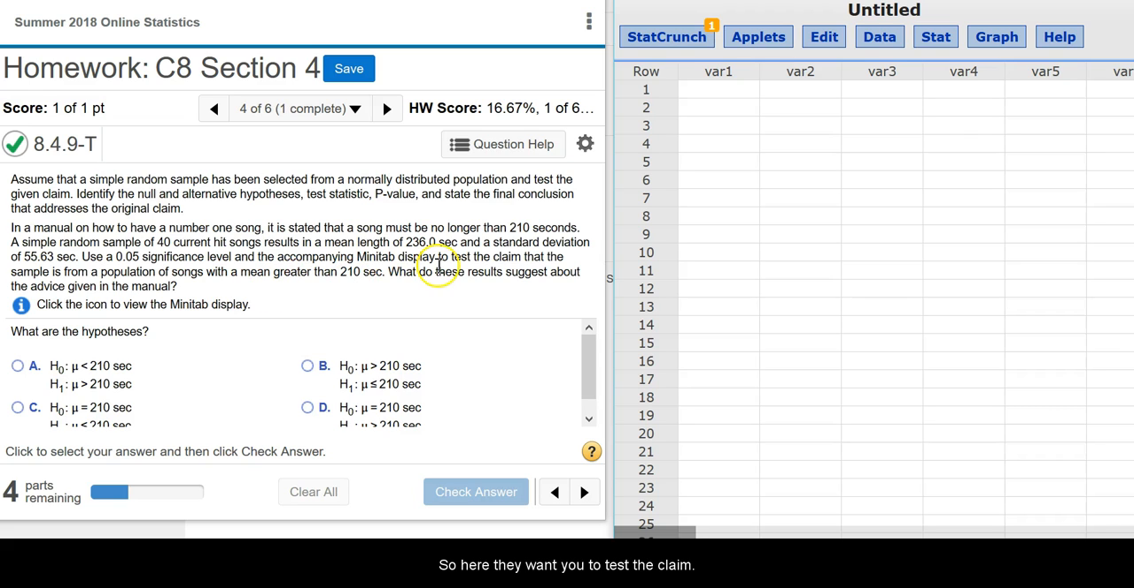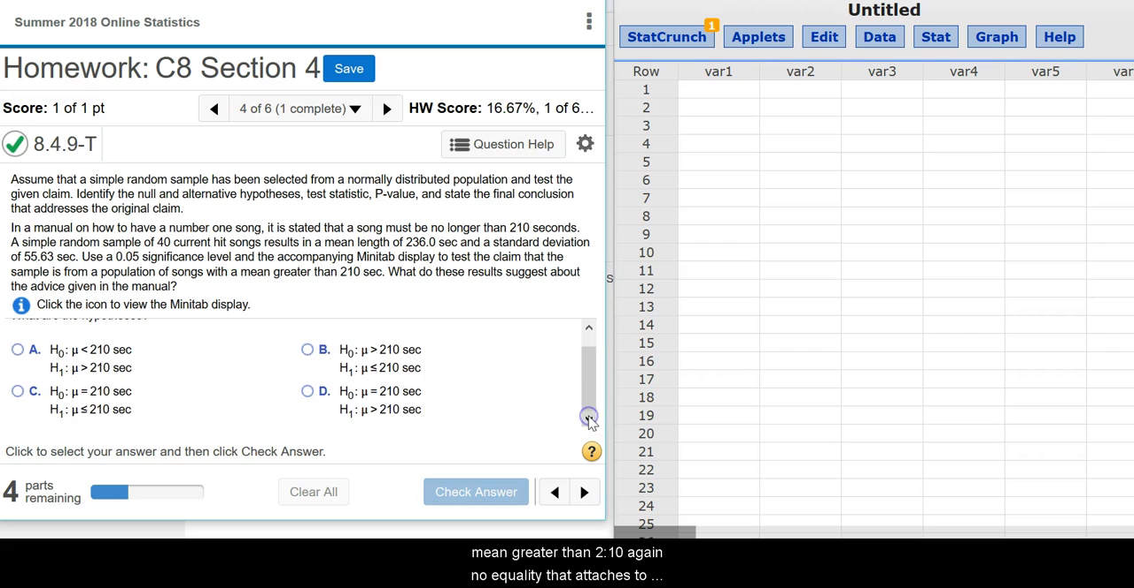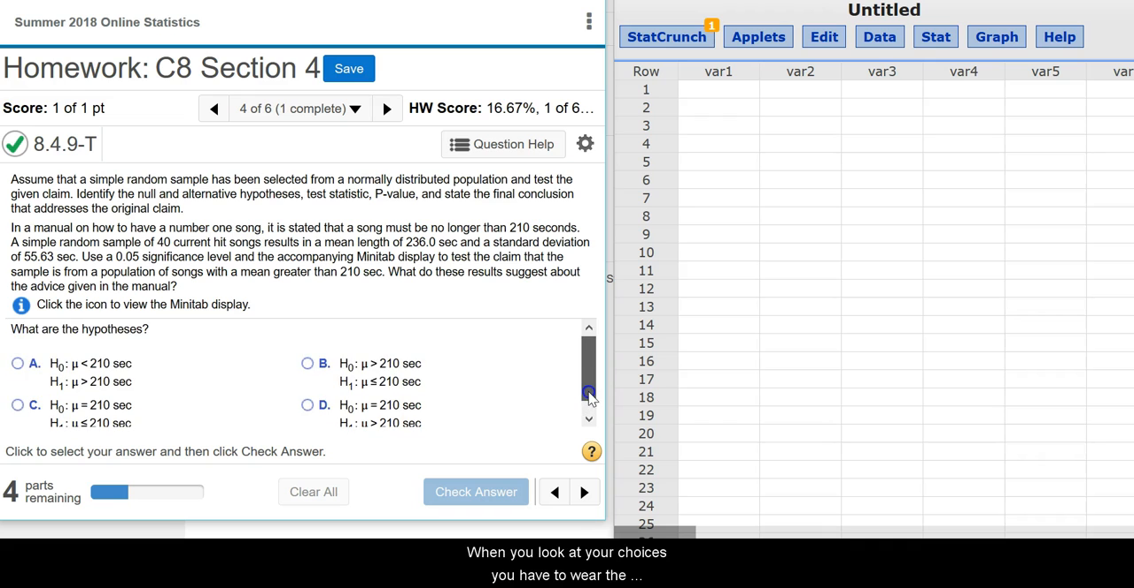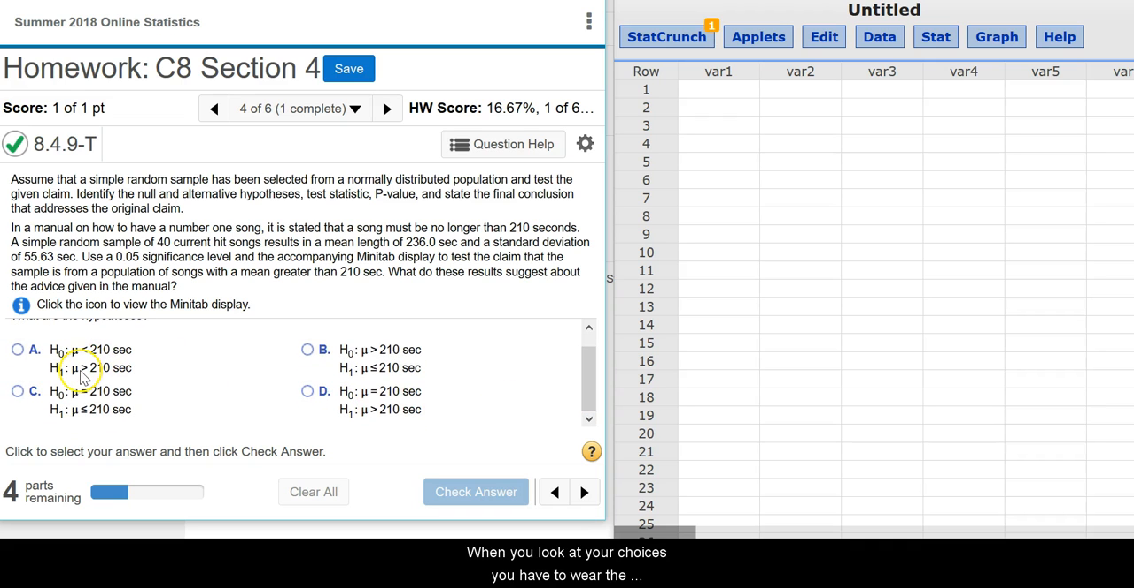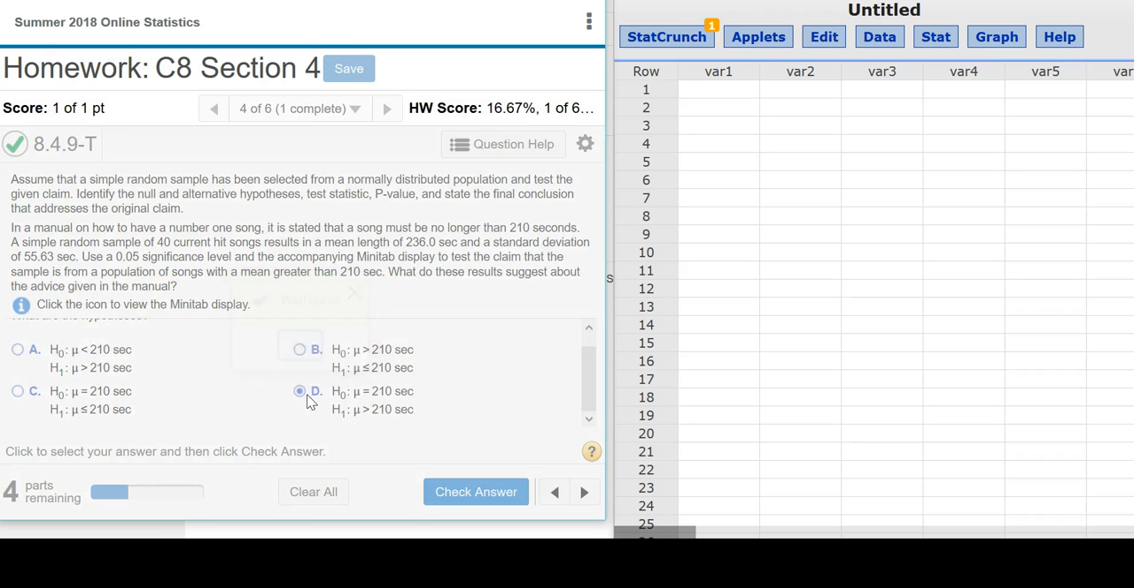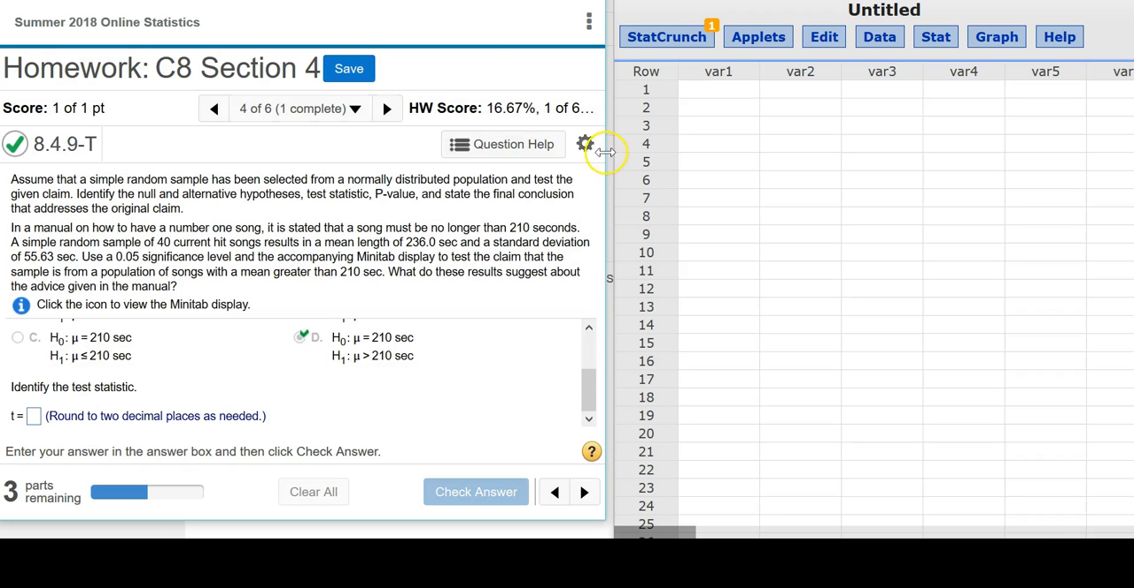So here they want you to test the claim that the sample is from a population of songs with a mean greater than 210. Again, no equality, so that attaches to our alternative. And when you look at your choices, you have 2 where the mean is greater than 210, but our null needs to have an equality statement, so we would choose D. From there, we're going to find the test statistic.